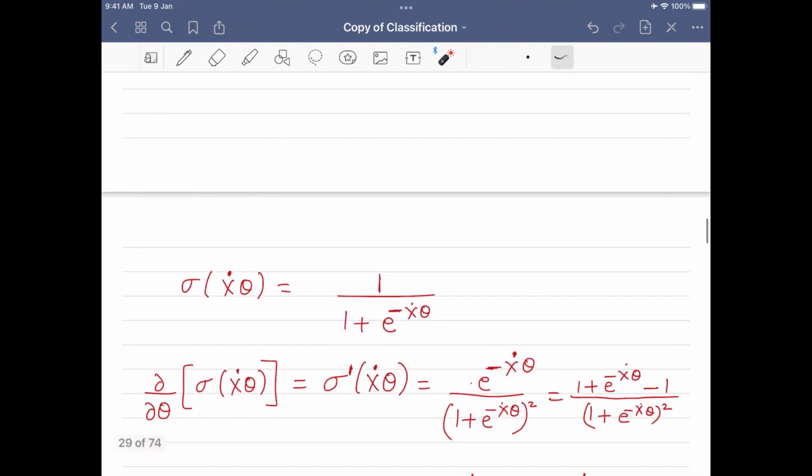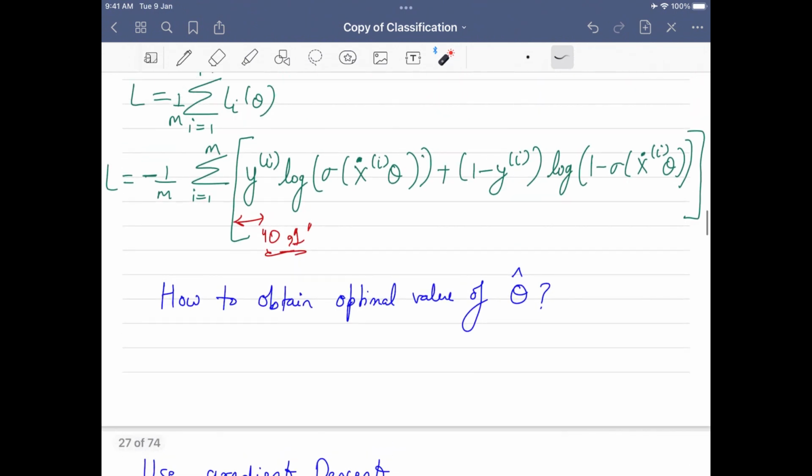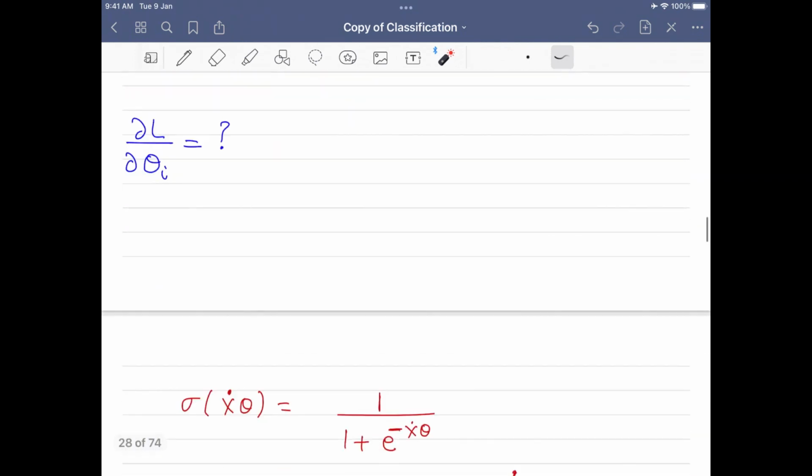The next challenge is how to calculate the derivative of the loss with respect to theta_i for this particular thing. So this is actually important. So let us do that.